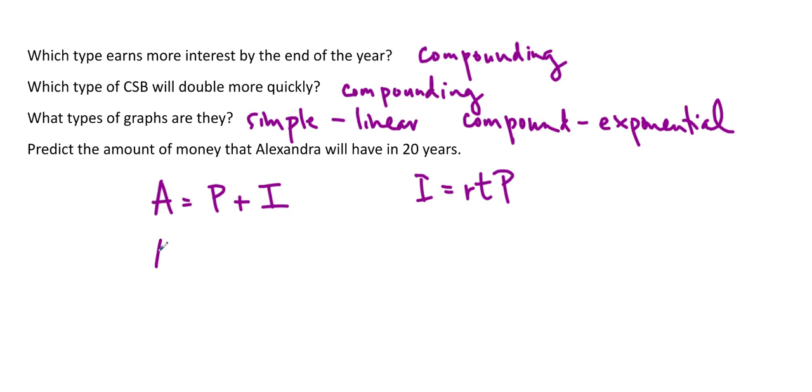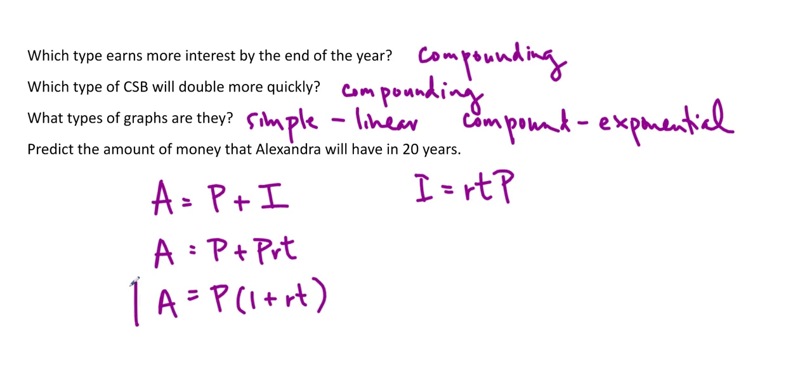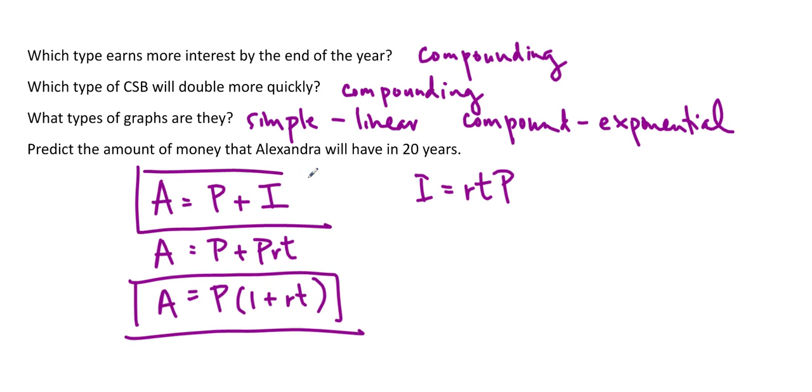So if we plug that in, we get A equals P plus PRT, where R is the rate and T is the time. And if we simplify that, A equals P times (1 plus RT), just common factoring. And so these two are actually the formulas that we would use to find simple interest.